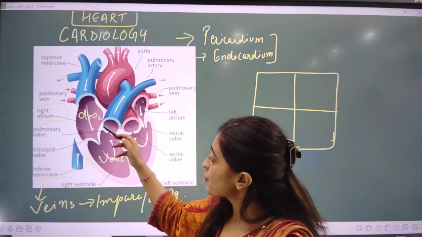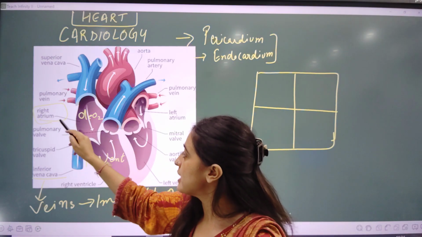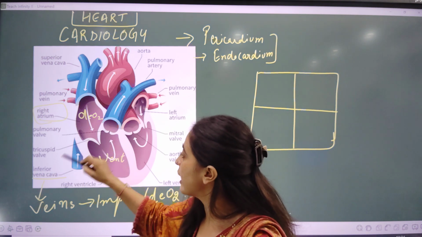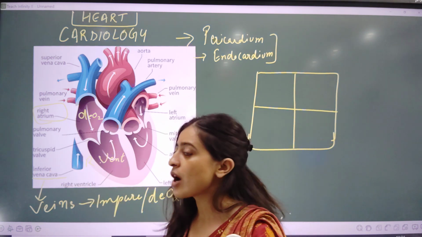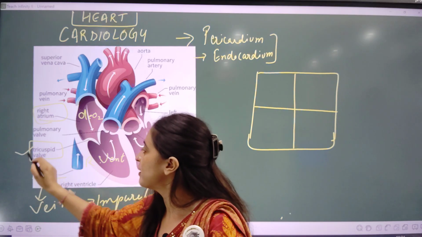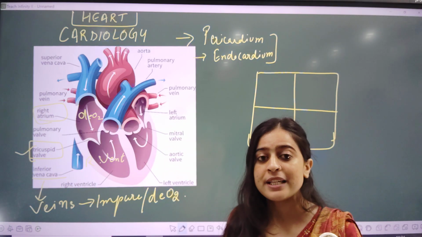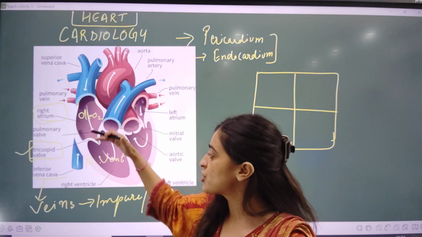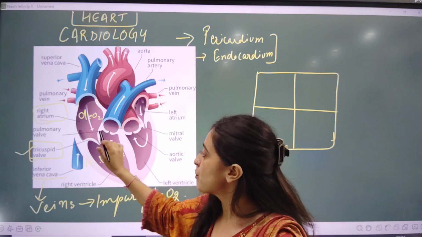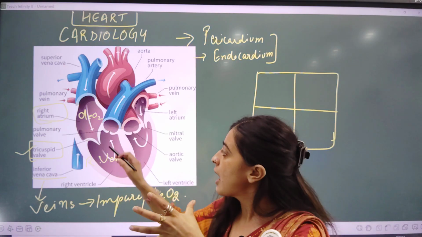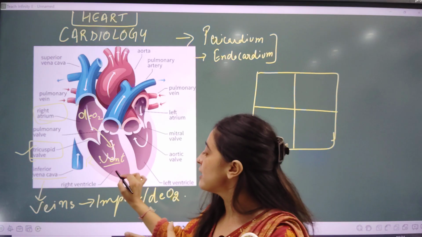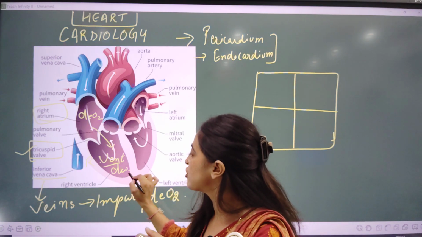The deoxygenated blood from the right atrium comes to the right ventricle with the help of a valve, and that valve is called the tricuspid valve. This is a very important question, asked every time in every exam. The valve present between the right atrium and the right ventricle is the tricuspid valve. When the tricuspid valve opens, the deoxygenated blood goes to the right ventricle. Now the right ventricle is filled with deoxygenated blood.